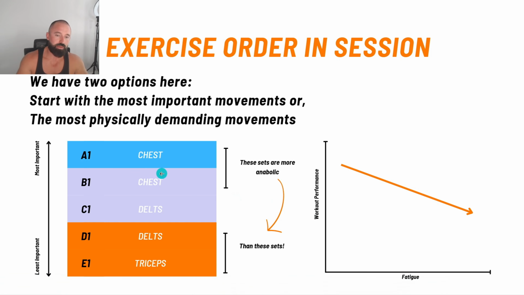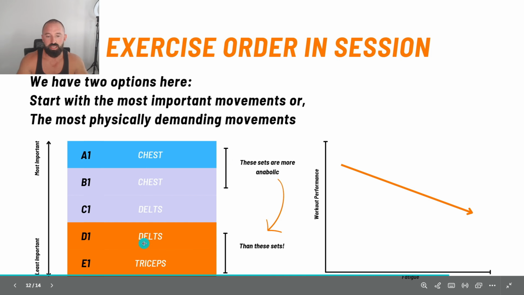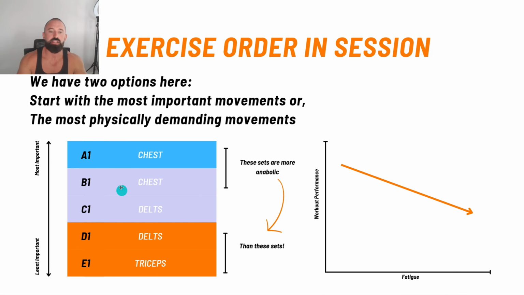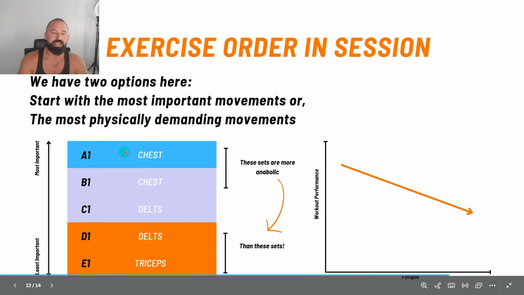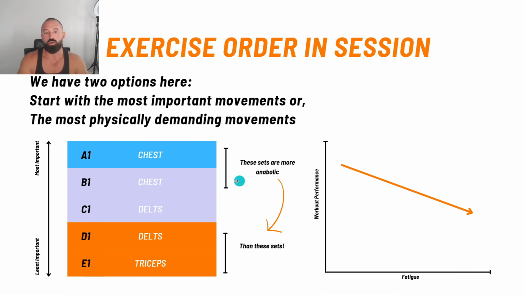So if we look at this example here, these sets at the start are more anabolic than the sets at the end. It doesn't mean there's no anabolism happening at the end of the session. That's not true. There's going to be an effect. It's just the maximal effect is going to happen at the start of the session. So we want to make sure that those movements that we're emphasizing in this training block are done at the start of that particular session.